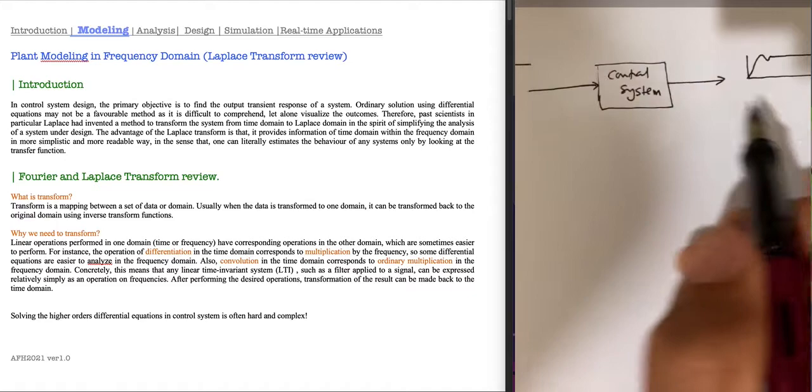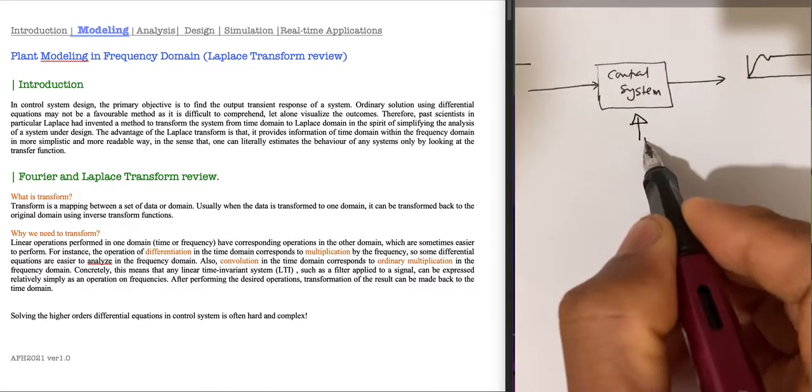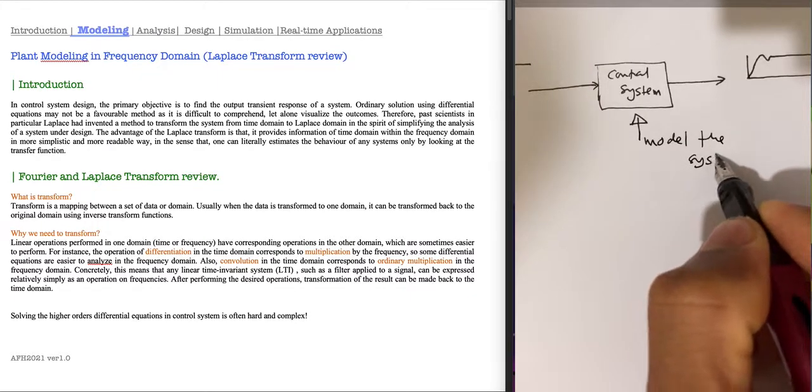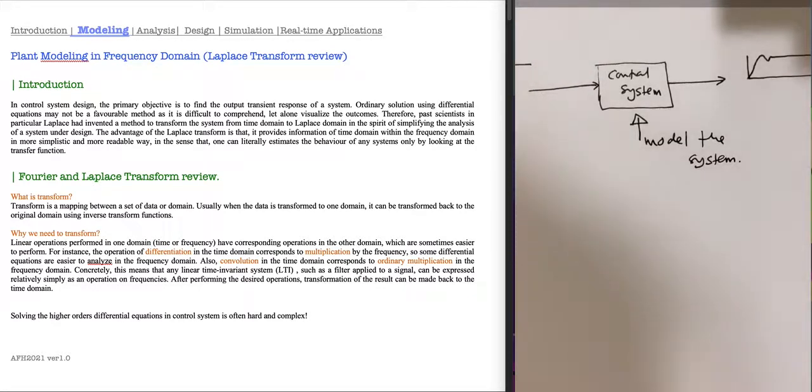So in order to do this, we need to model the system. All right. To model the systems, we have to be able to analyze it. So that means the system has to be represented by some transformations, right?